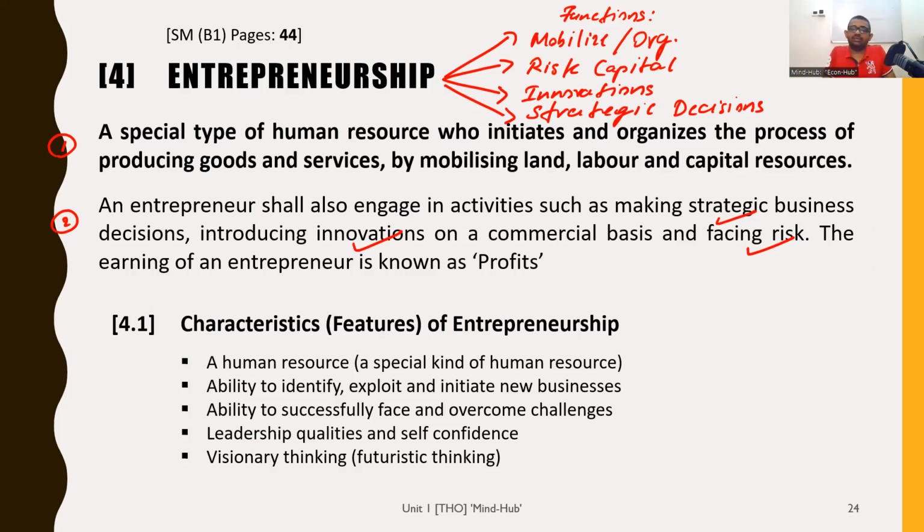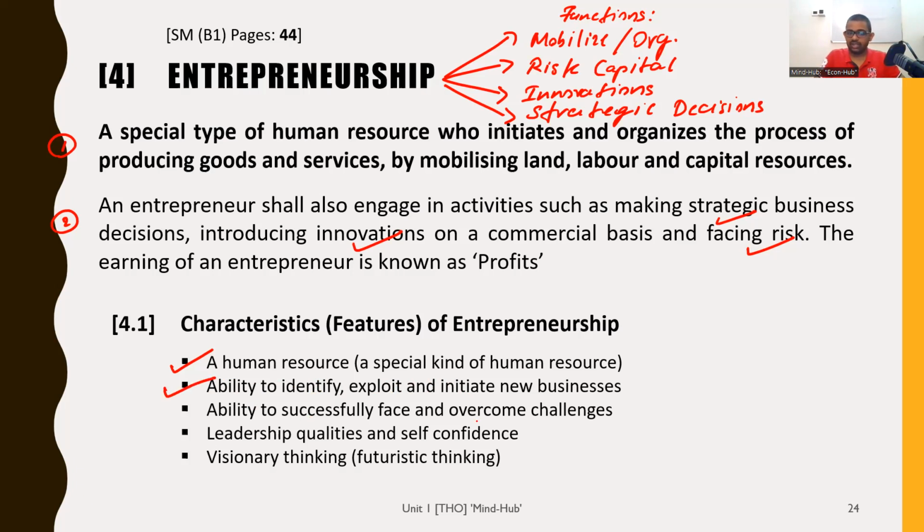Okay. What are the features of a good entrepreneur? Or what are the characteristics of an entrepreneur? Right? It's a human resource, right? Human, obviously, a special kind of human resource. That's a very obvious thing, right? Ability to identify, exploit, and initiate new business is a very unique skill entrepreneurs have. When we see a problem, entrepreneurs see an opportunity, right? Entrepreneurs see, okay, there is a need developing, there's a want developing. If I can come up with a product, I have an opportunity here. So that's what we say, identifying, exploit, do something about it, and initiate, start new businesses, entrepreneurship.